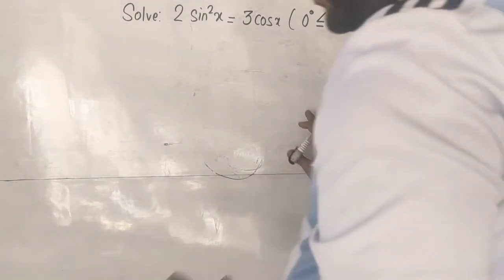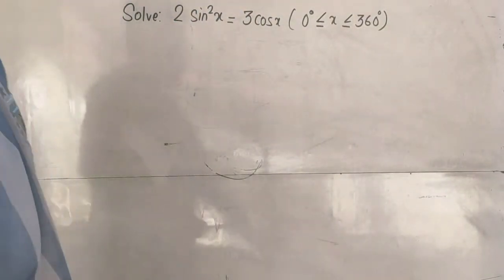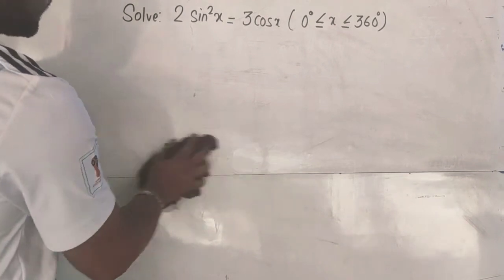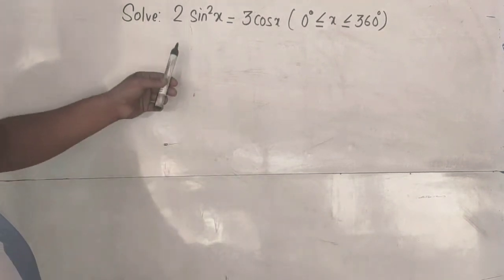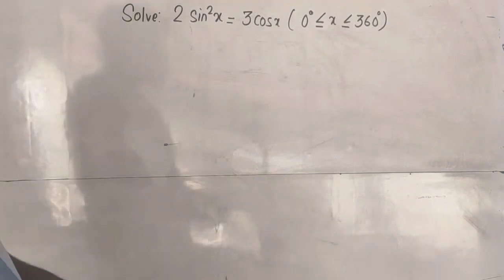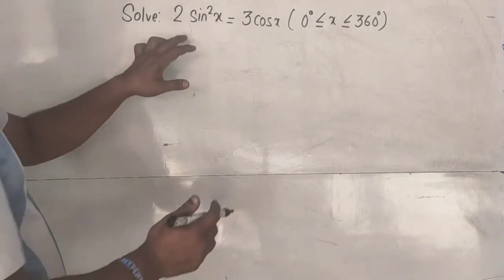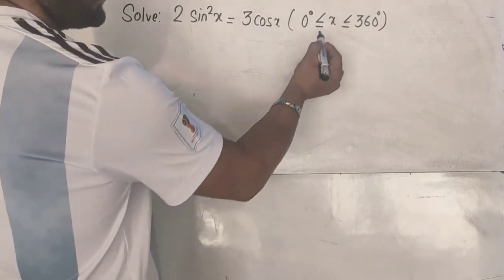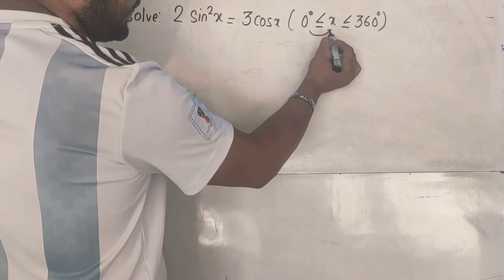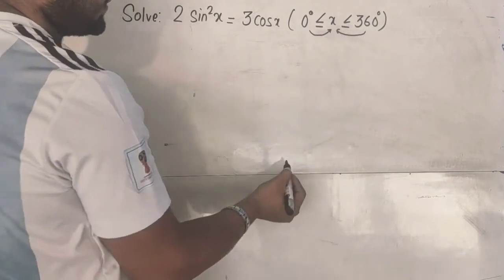Okay, now here we are going to solve the equation given here. You have to solve for the value of x. Now you have been given that 2 sine square x equals 3 cos x. Now the range for the value of x is given here. The value of x is greater than 0 degree and less than or equal to 360 degree.